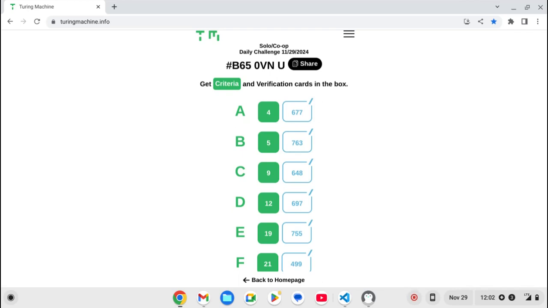Let's begin. Today's November 29th, 2024, and we're solving the Daily Turing Machine Puzzle. Today's puzzle uses the following 6 criteria cards: criteria card 4, 5, 9, 12, 19, and 21. And the puzzle uses the blue verification cards. The code above is your way to get more information on today's puzzle by searching the code on turingmachine.info. Let's go solve.